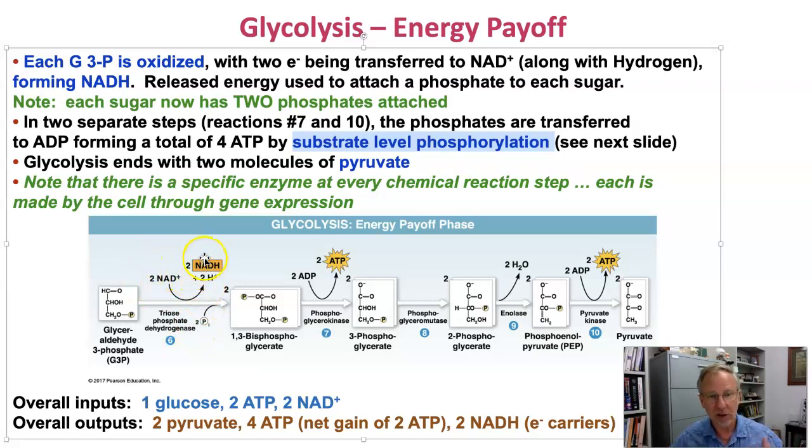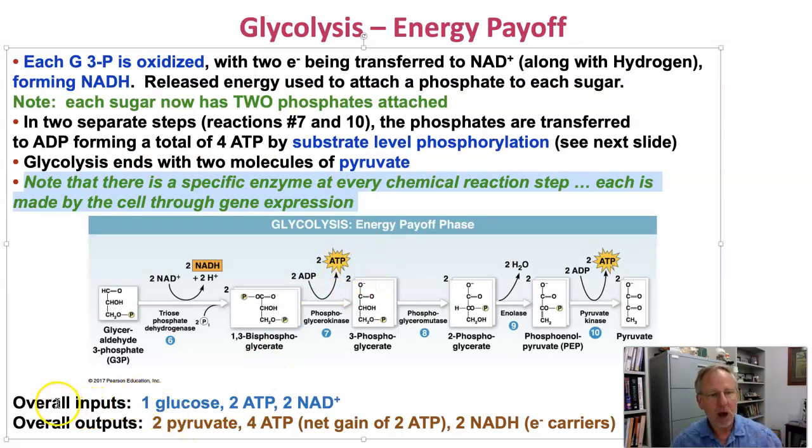So as a result, there are 2 NADHs that are made. At this chemical step, there are 2 ATPs that are made because there's 2 molecules moving through here. So double. There are 2 pyruvates at the end. Again, there's a specific enzyme along each step of the way. Just pointing that out here for you to understand. You don't need to know the names of all these enzymes.